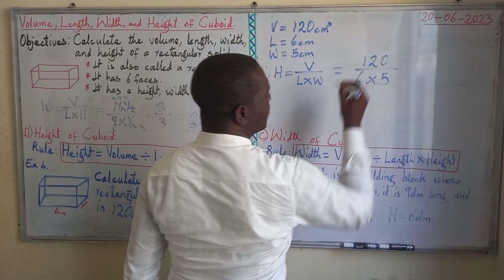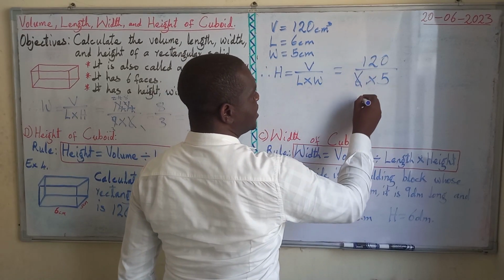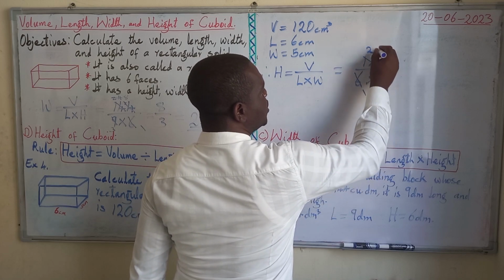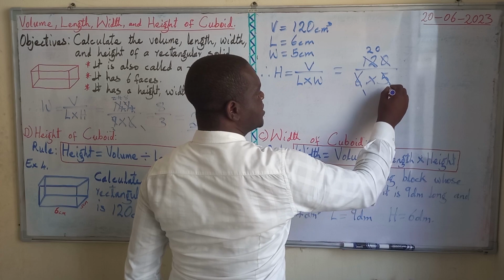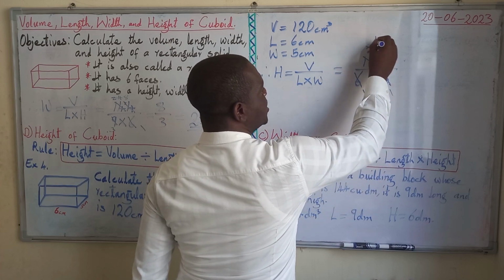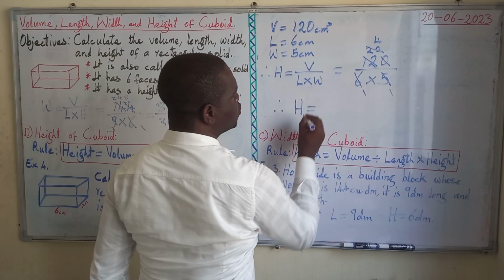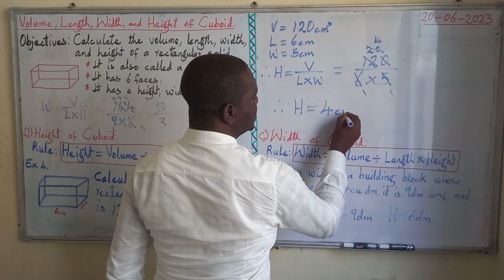6 can divide itself one time, and 6 can divide 12 2 times, into 0, 0. 5 can divide itself one time, and 5 into 20 is 4 times. Therefore, height is equal to 4 centimeters.